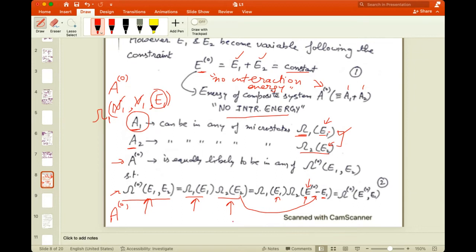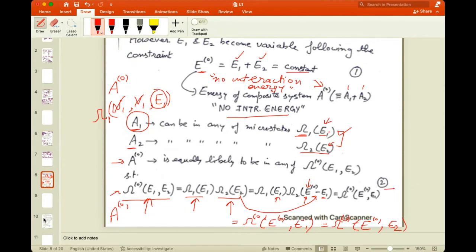So this can be said that the number of microstates accessible to the composite system is a function of the total energy as well as the energy of system 1. This can equally be written like omega of the composite system. Actually, I have to put a 0 here also, right? So equals a function of the total energy of the composite system, comma E2. You can build the same statistics by writing like this also. Okay, so this is equation number 2.